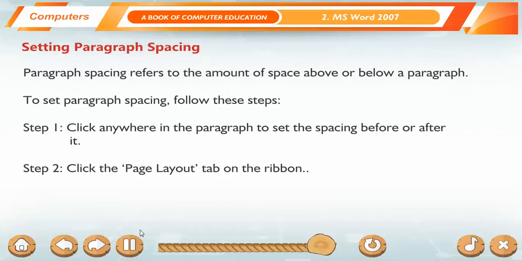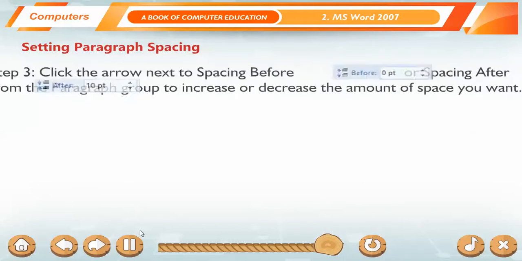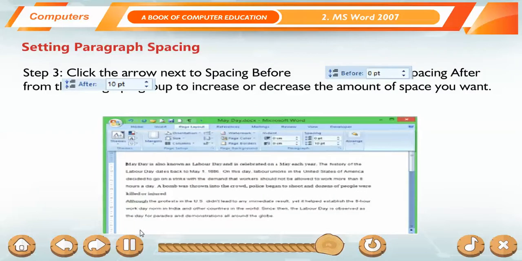Setting paragraph spacing. Paragraph spacing refers to the amount of space above or below a paragraph. To set paragraph spacing, follow these steps. Step 1. Click anywhere in the paragraph to set the spacing before or after it. Step 2. Click the Page Layout tab on the ribbon. Step 3. Click the arrow next to Spacing Before or Spacing After from the Paragraph group to increase or decrease the amount of space.